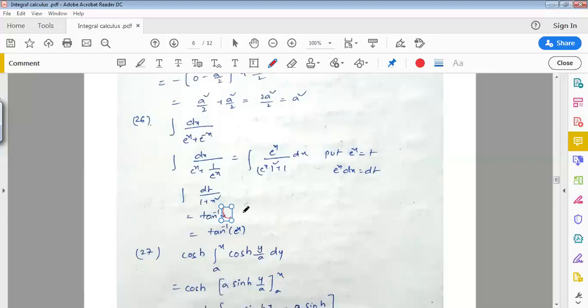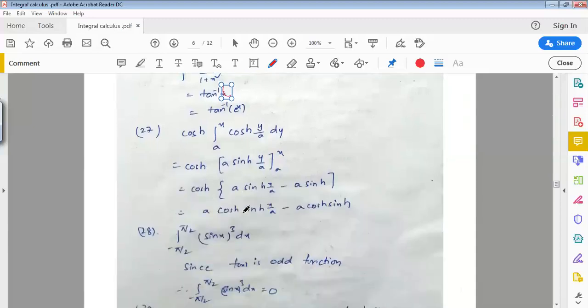Next. Coming to the next problem, cos h of y by a, dy, integrated from a to x. So here we have to integrate this particular function with respect to y. So treat this as cos hy. Integration of cos hy is sin hy, and for y by a we get 1 by a. So we have to write it in the denominator, and 1 by a in the denominator gets converted into a. So after integrating, we have to substitute the limits: a sin h of x by a minus a sin h. So on simplifying, we get this particular answer.